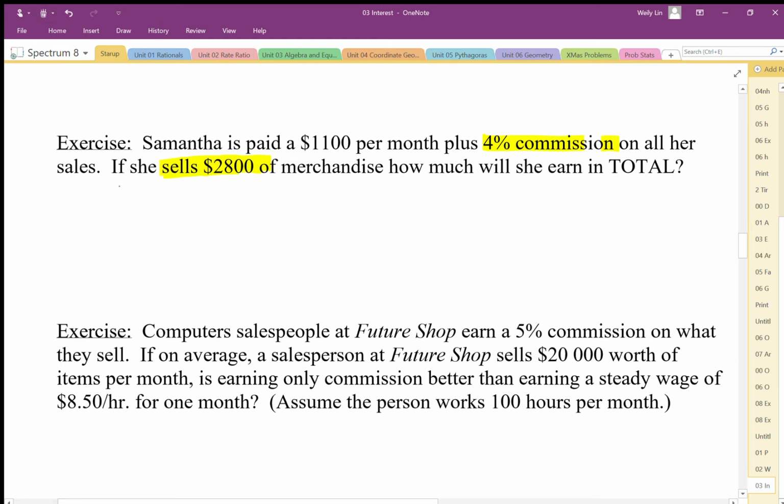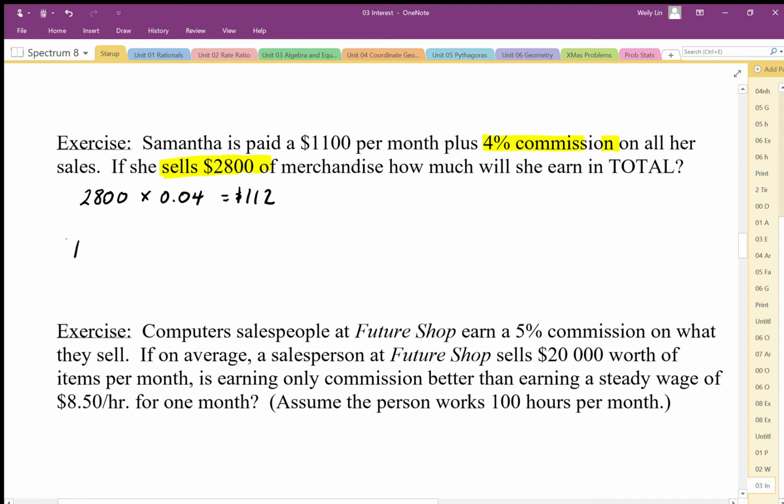So we take our $2,800. We're going to calculate our 4%. We're going to use our decimal multiplier, 4%. So 4% of $2,800 is $112. So that is on top of her monthly salary.